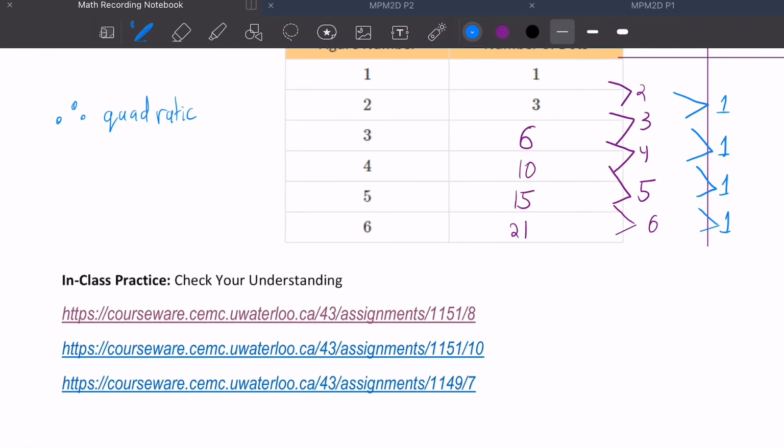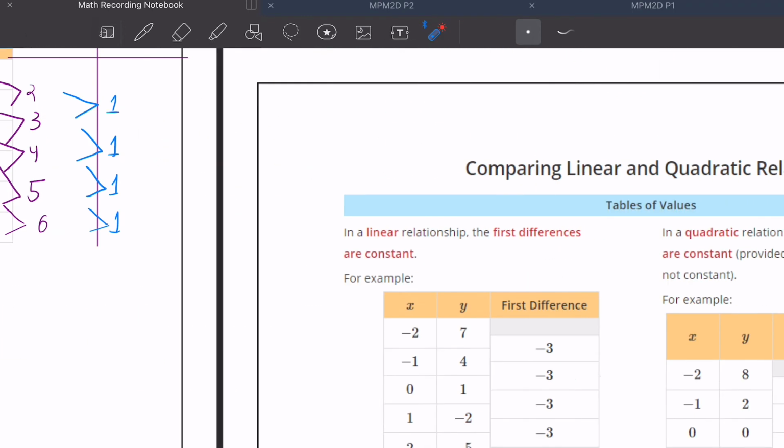What I want you to do is pause this video and do a couple of these practices to make sure you're starting to understand the information here. So once you come back from doing those, you can continue on with the video.